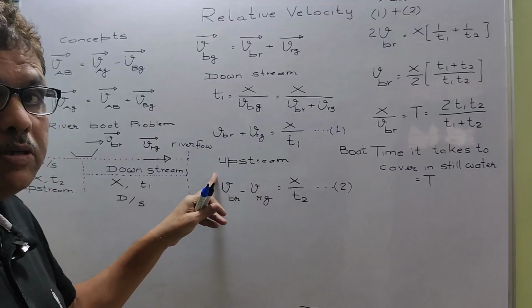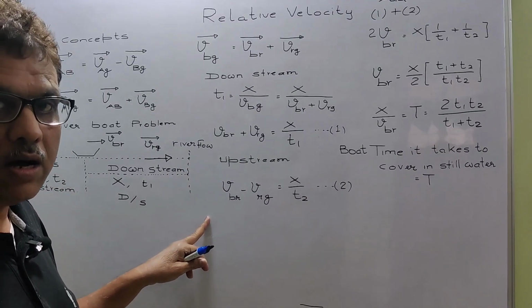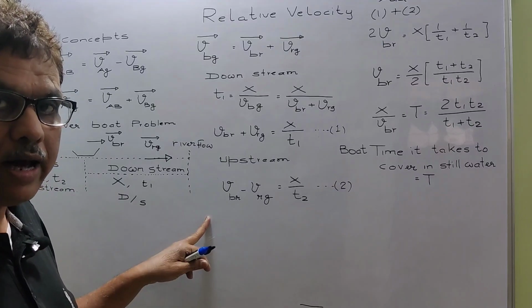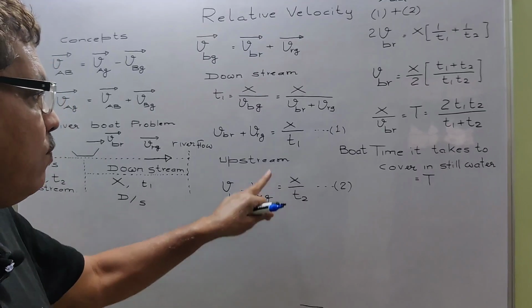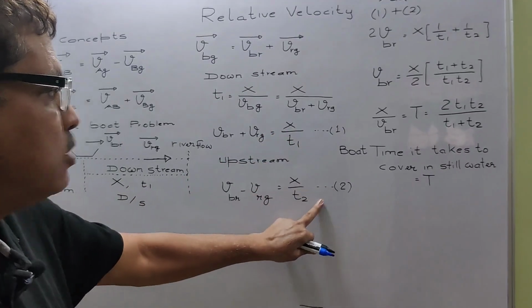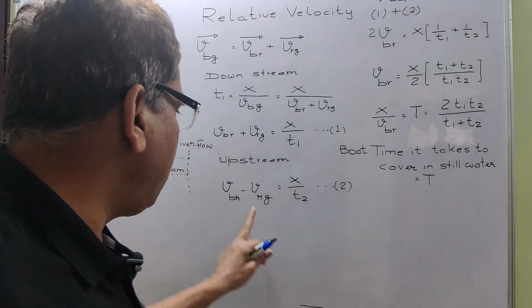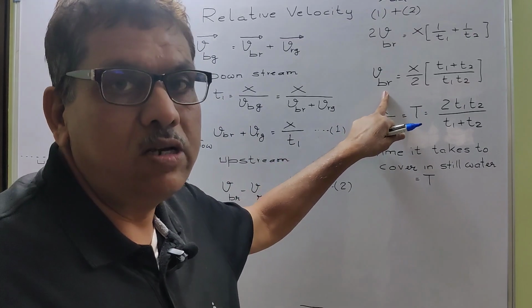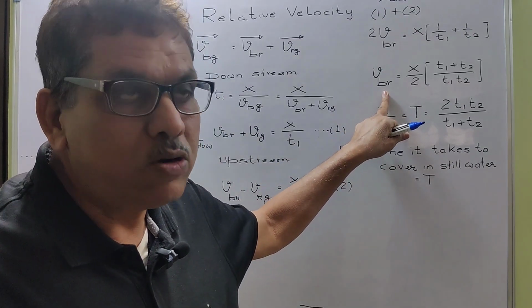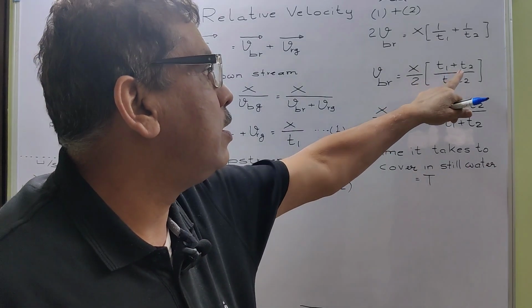But in upstream, if it takes t2 time, and v_br is in the upstream direction, then I can write v_br minus v_rg equals x by t2. When you add equation 1 and equation 2, you get 2 v_br. I can write the velocity of boat with respect to river, or the velocity of boat in still water, as x by 2 times (1/t1 plus 1/t2).